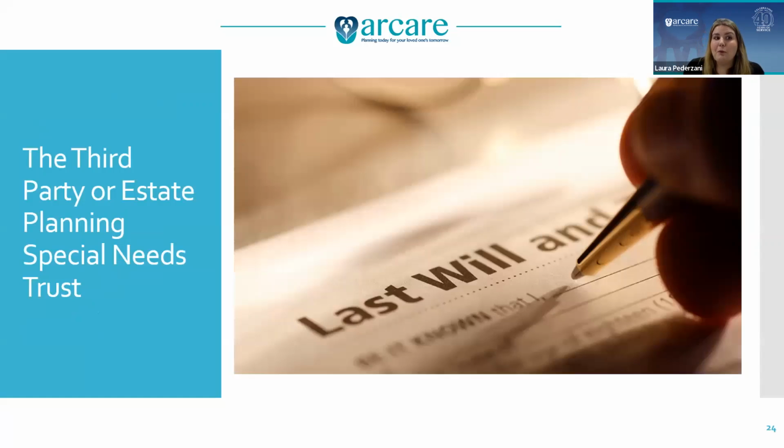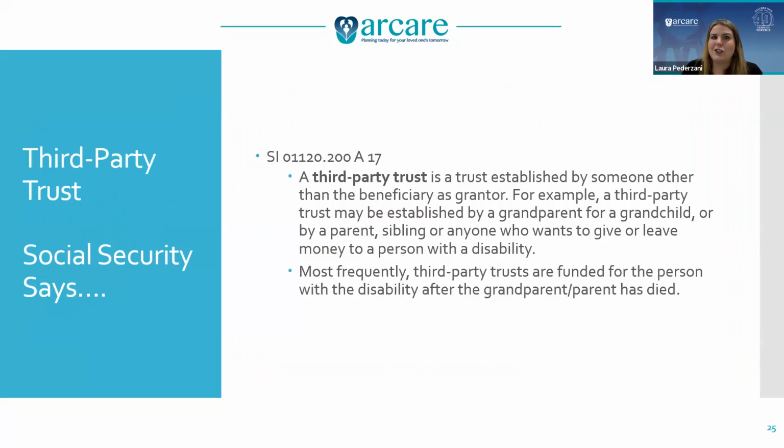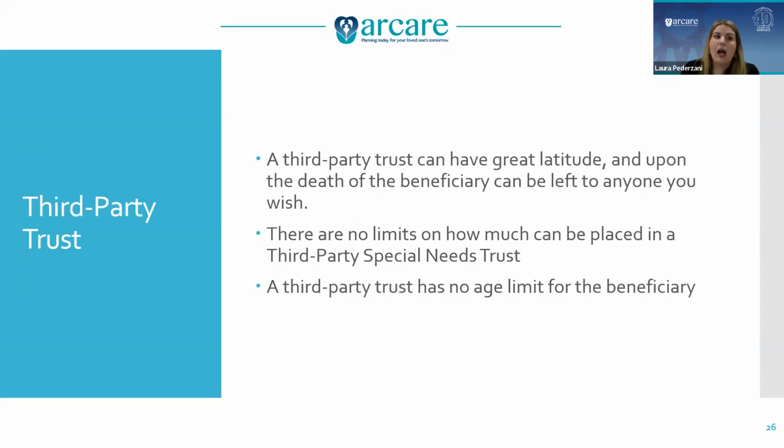So we'll talk about the third-party or estate planning special needs trust. Again, it's a trust established by someone other than the beneficiary, a grandparent for a grandchild, parent, sibling, or anyone who wanted to leave money to a person with a disability. Again, most frequently funded after the grandparent has died through their estate plan. A third-party trust has great latitude. At the time the beneficiary passes away, it can be left to anyone that you wish.